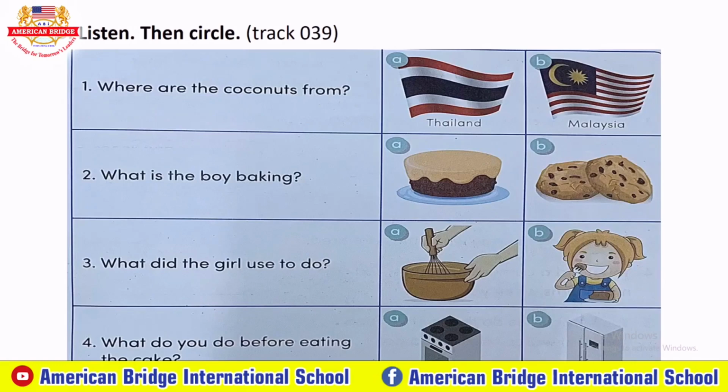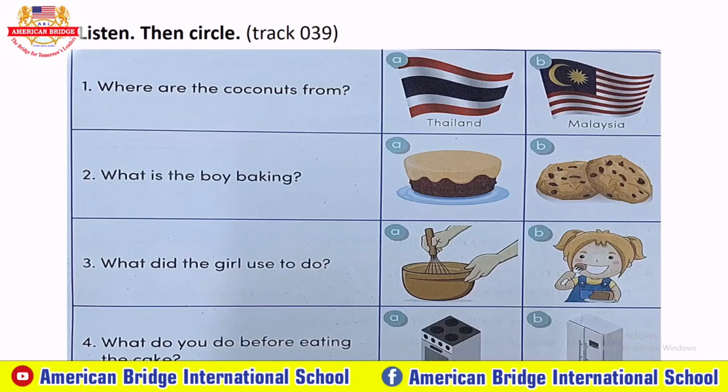All right, everyone. So now it's time to check our answers. We have 4 questions. 1, where are the coconuts from? 2, what is the boy baking? 3, what did the girl used to do? 4, what do you do before eating the cake?